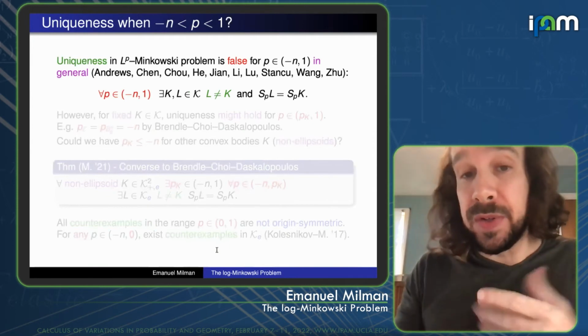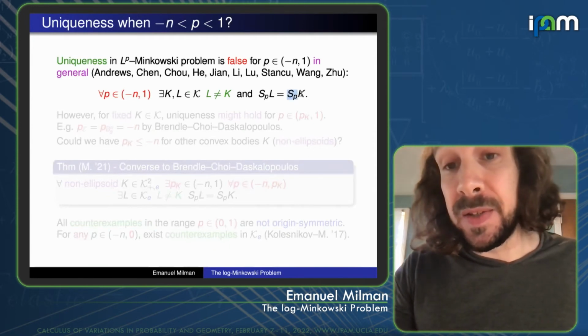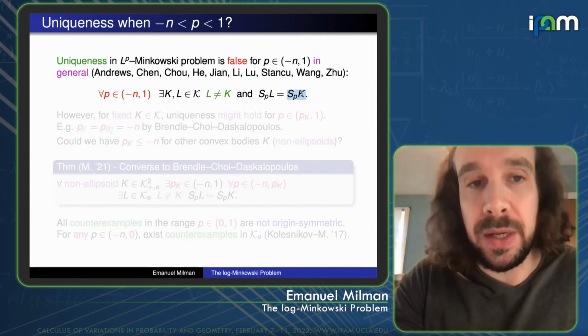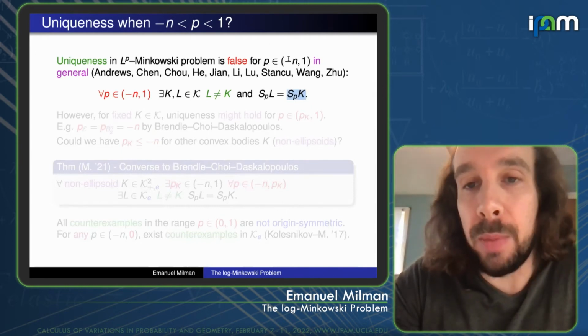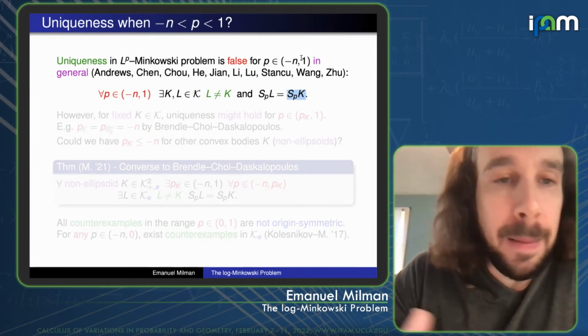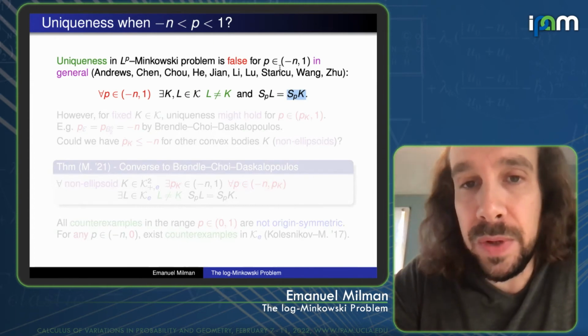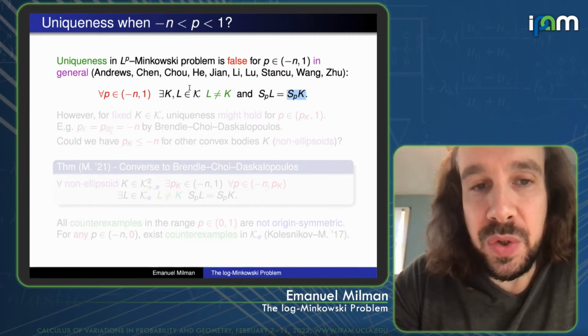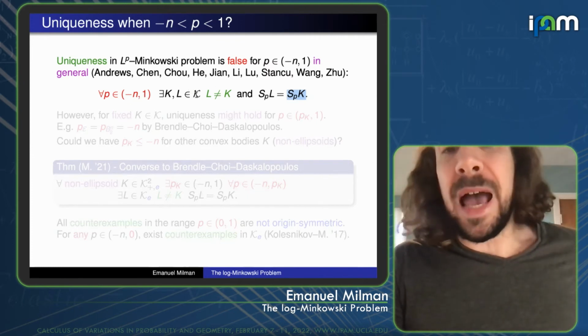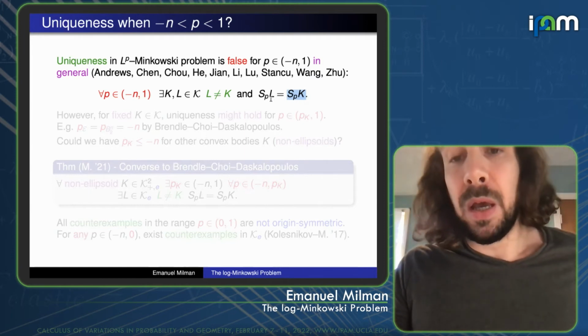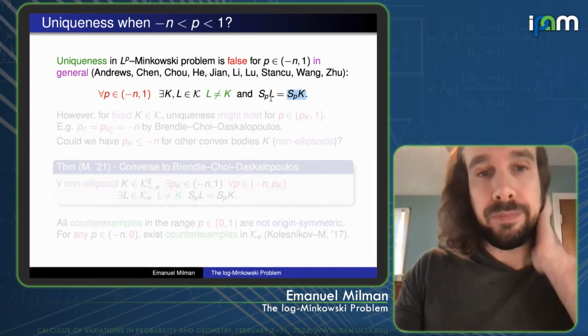But what about other situations? What about if the right-hand side is not Lebesgue measure? Well, in general, you cannot hope to have uniqueness in the LP Minkowski problem in the subcritical range. Many authors have constructed counterexamples, including our own Alina. So this means that for any p in this range, you can actually find two different convex bodies having the same LP surface area measure.